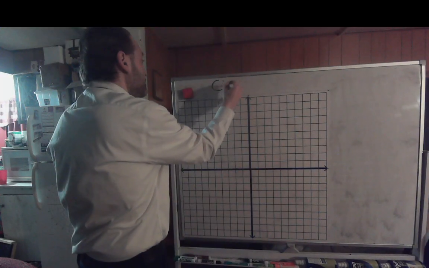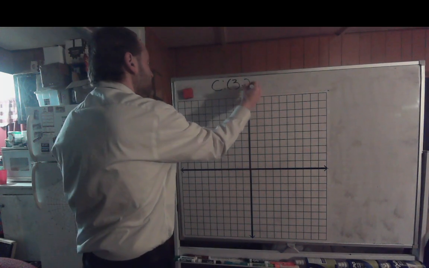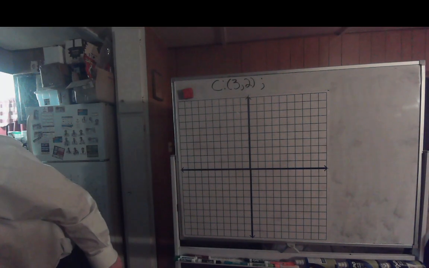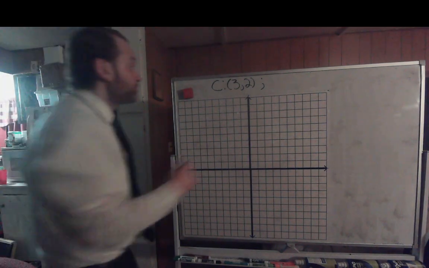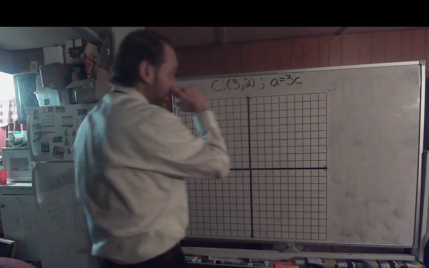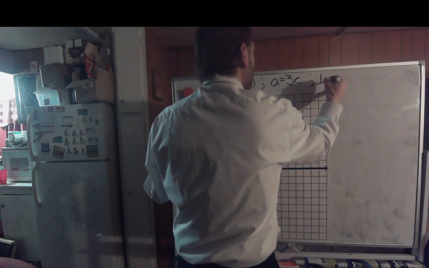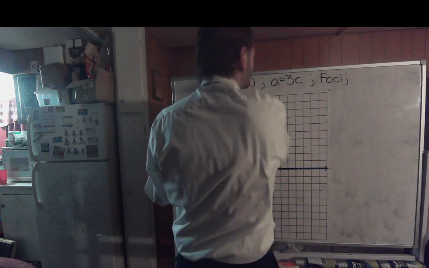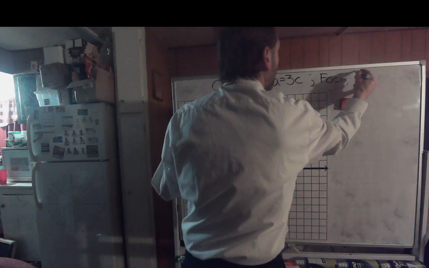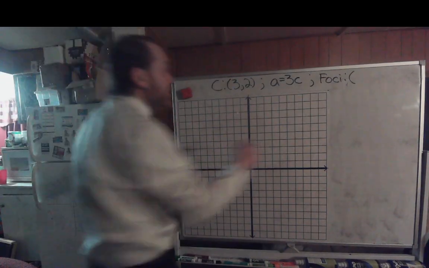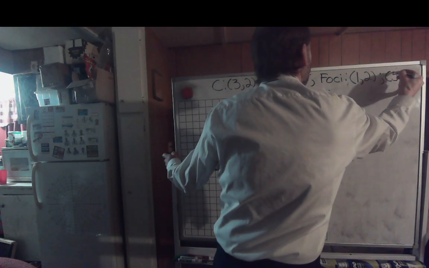We have a center at 3, 2. Now here's where it gets interesting. A equals 3c. Your foci, well, that's not right. Foci are at 1, 2, 5, 2. All right, we got it now.